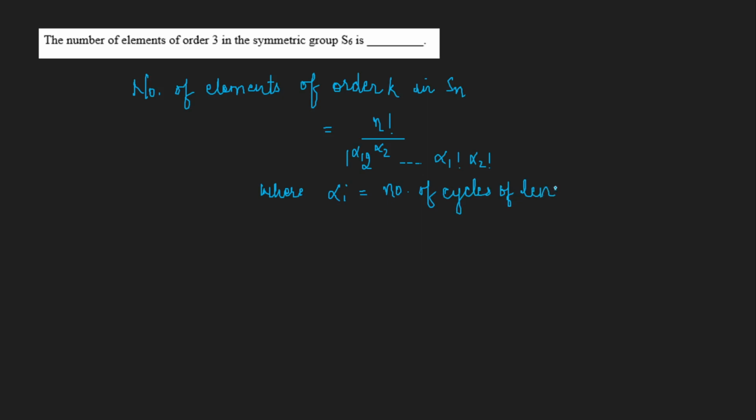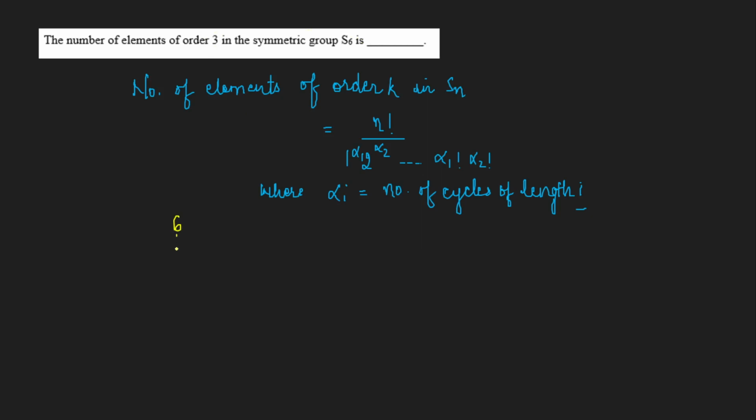So you will ask, okay, we have this formula, but there is no particular order k, and how will we get the number of cycles of length i? So first of all, I can find a partition of 6. What will be the partition? I have to find a partition of 6 such that I'll get order 3, so I'll get LCM 3.